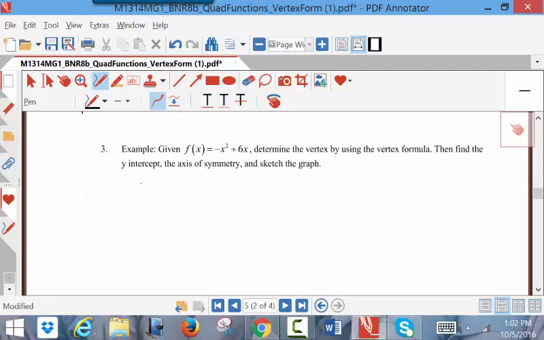Same thing. So it's in standard form. y equals negative x squared plus 6x. First thing I'm looking for is the vertex. You have to remember, you have to have this memorized, negative b over 2a. Okay, so a is negative 1 and b is 6. So the x value of my vertex is negative 6 over 2 times negative 1. So negative 6 over negative 2 is a positive 3. So the x value of my vertex is a positive 3.